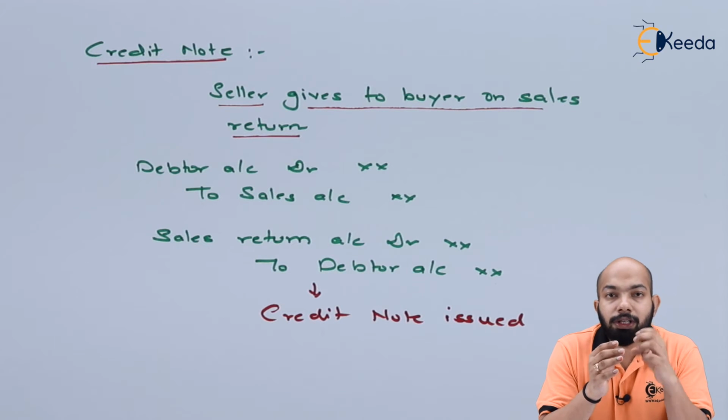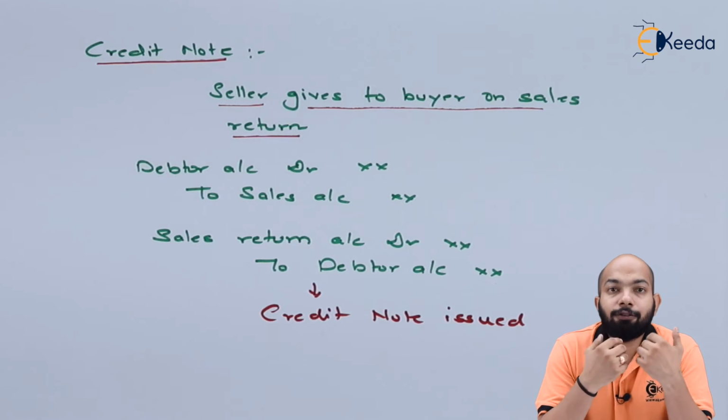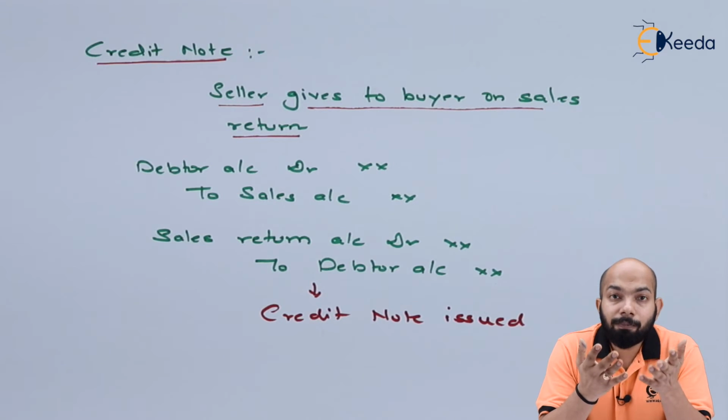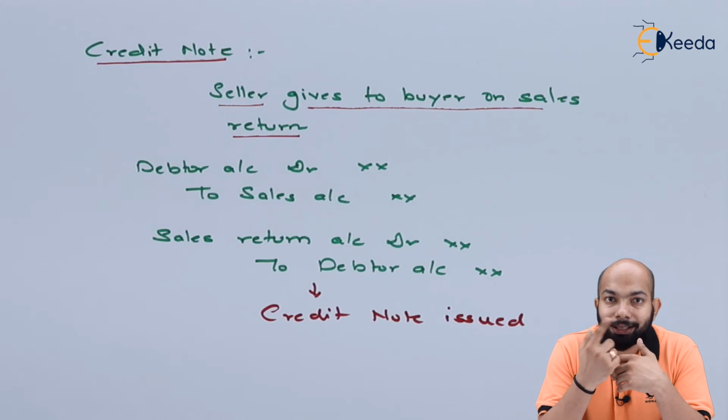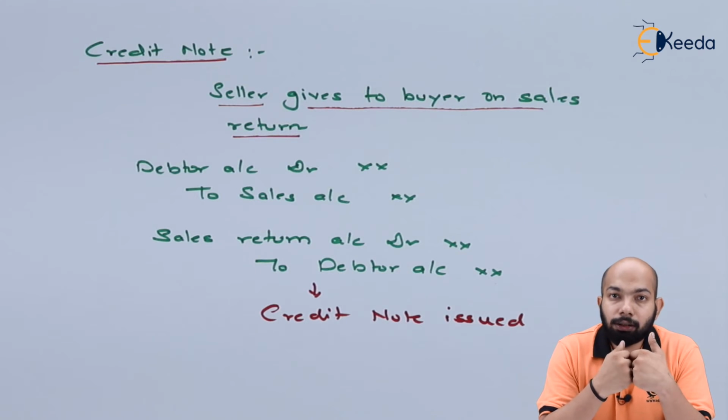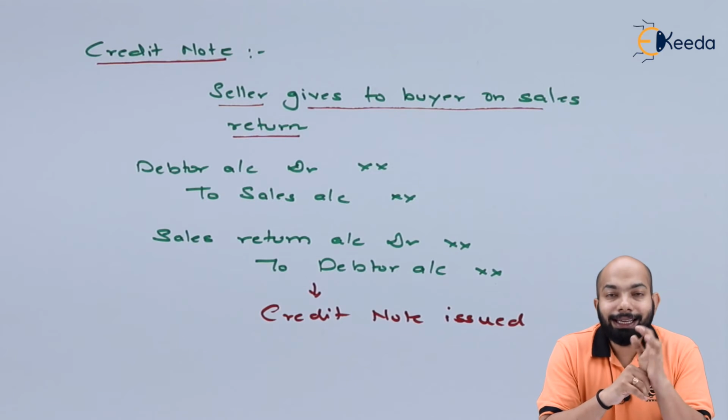So whatever you have purchased, you have sold it back to me, and for me, that purchase that you have made from my side is a sale for me, and that is a sales return, because whatever purchase returns are there for you, that will be sales return for me. So when we talk about credit sales or credit purchases, and if there are certain returns being done, that's when debit note and credit note is created.